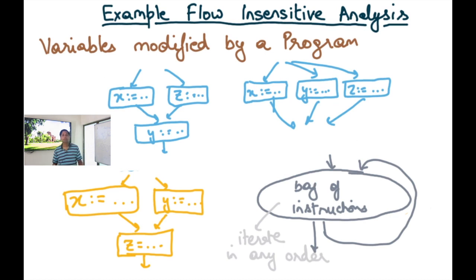Now flow insensitive analysis is nice because I don't need to bother about the control flow graph at all. I can just take all the instructions in the control flow graph, completely break the structure of the control flow graph, and treat those instructions as a bag of instructions. And then I can just run my fixed point algorithm in any order on this bag of instructions, and I'm going to get the same answer.